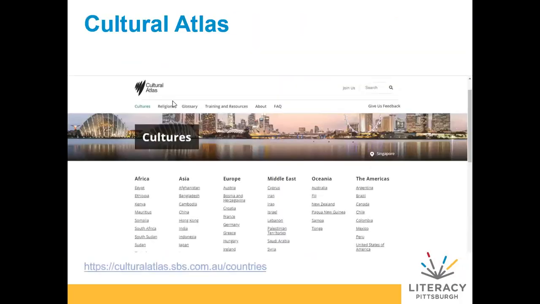And another useful source is called the Cultural Atlas. This actually comes out of Australia, but they have a number of countries listed that give you some very important background information.